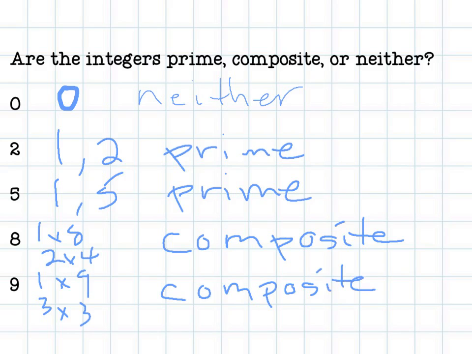One thing I would like you to remember is that 2 is the only prime number that's even. The reason why 2 is the only prime number that's even is because 2 goes into every other even number.